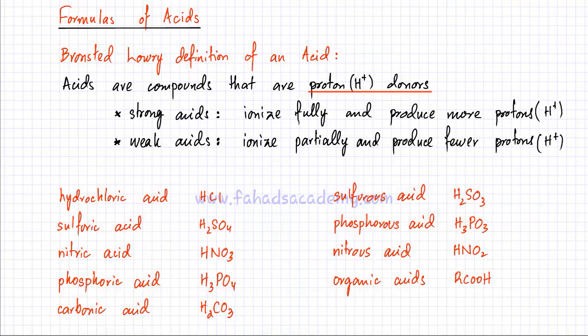In this video lecture, we're going to learn about the formulas of acids. Now, the first thing we need to do is define what an acid is. There are multiple definitions of an acid, but the one that we're going to study in O-levels is the Bronsted-Lowry definition, which states that acids are compounds, basically substances, that are proton donors.